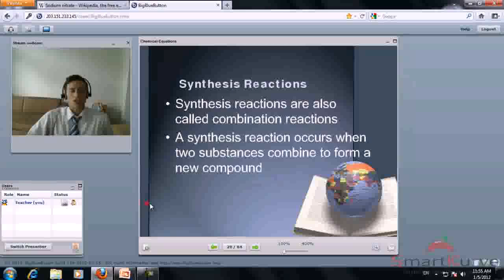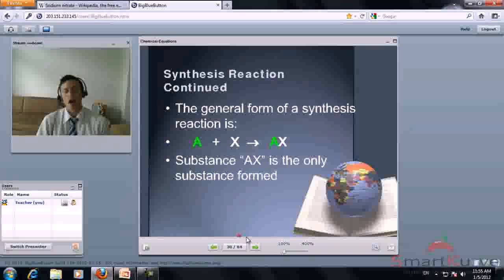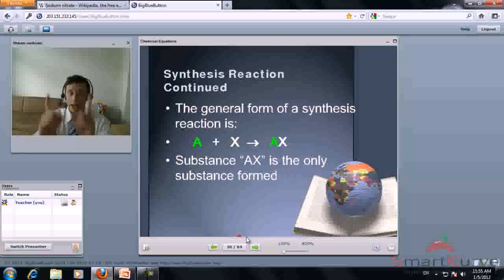Synthesis reactions are also called combination reactions. A synthesis reaction occurs when 2 substances combine to form a new compound. Our equation for that, think A plus X yields AX. So we have 2 reactants combining to form one product. So A and X combined to form AX.